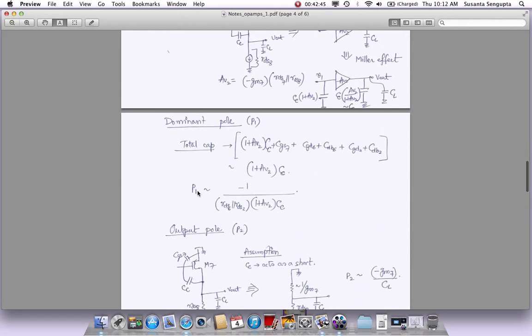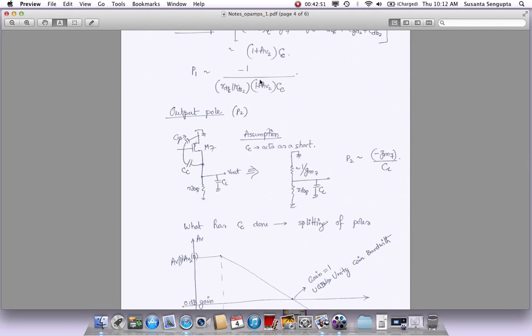This is the pole, and if you multiply the pole with the DC gain that we have, that will give you the DC gain of the whole system, or both the stages. You will end up with a value of roughly GM1 divided by CC. That is a very simple formula, and that is what you start with by saying, okay, I want the unity gain bandwidth of this op-amp to be, say, 100 megahertz.